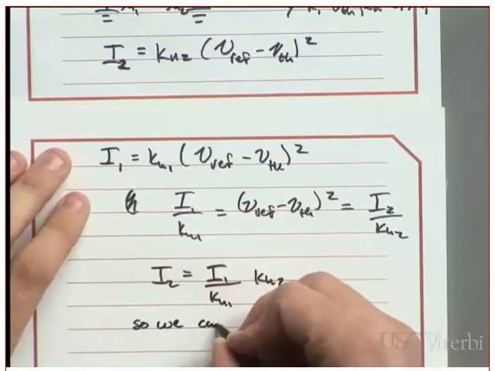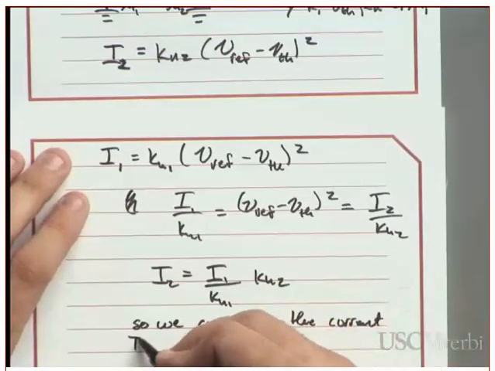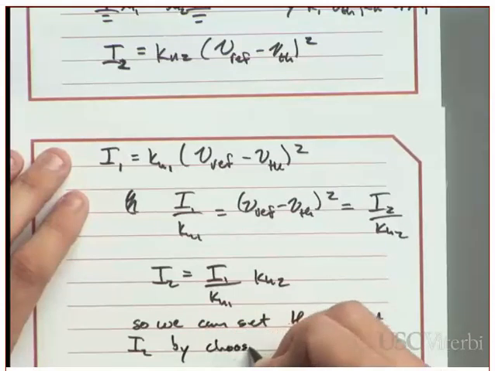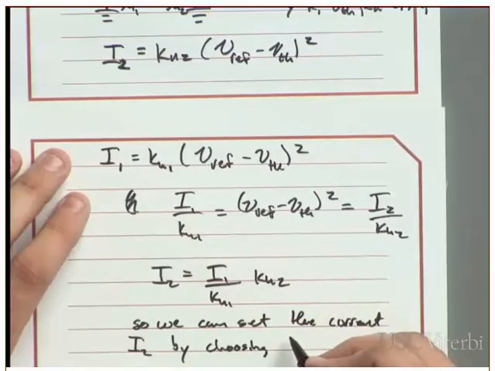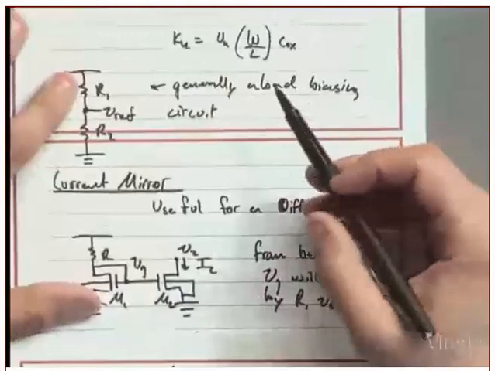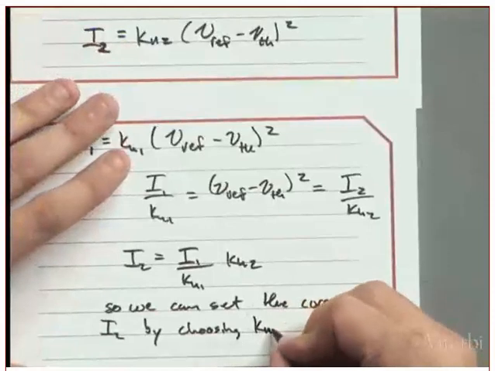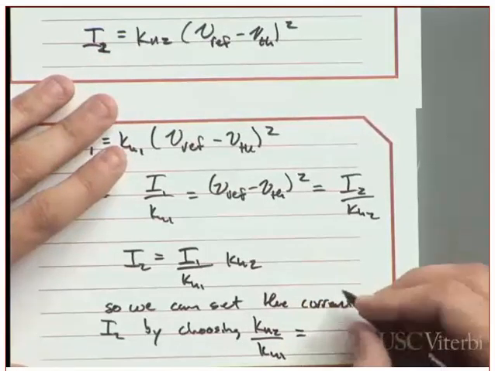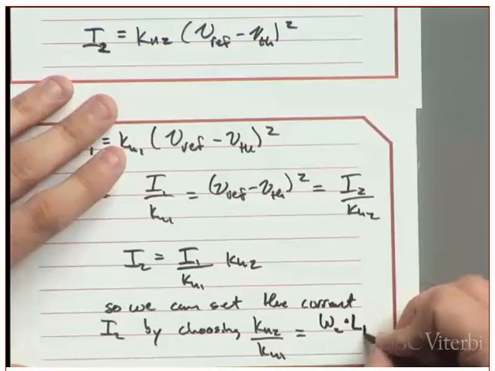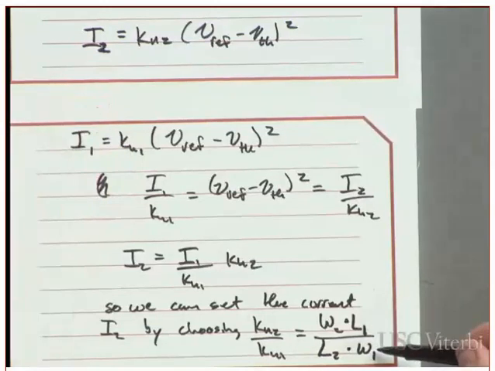So we can set the current I2 by choosing KN1 and KN2, if you look at what they're going to be based on this. KN2 over KN1, which equals this. So this is the length of one and the width of one, not one of the transistors, but transistor one, the width of transistor two and the length of transistor two.